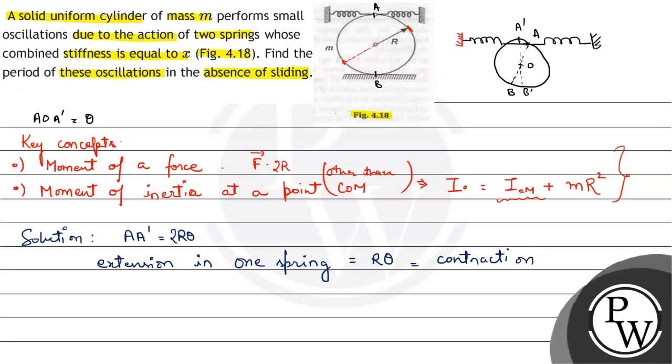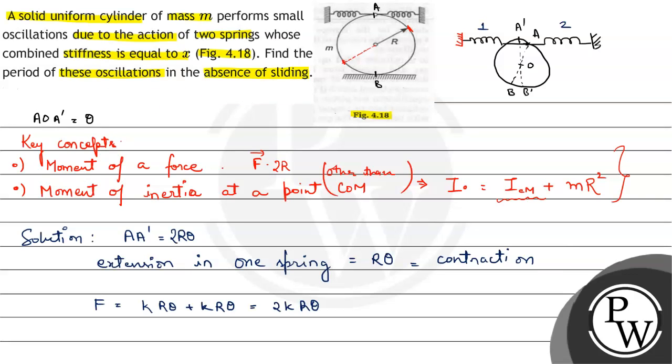Okay, so now as theta is very small, we can write the force being applied on the cylinder. It will be equal to that due to spring 1 as well as due to spring 2. So it will be equal to the restoring force, which will be equal to k times r theta plus k times r theta, which is 2k r theta. Okay, so this will be the restoring force acting on the cylinder.